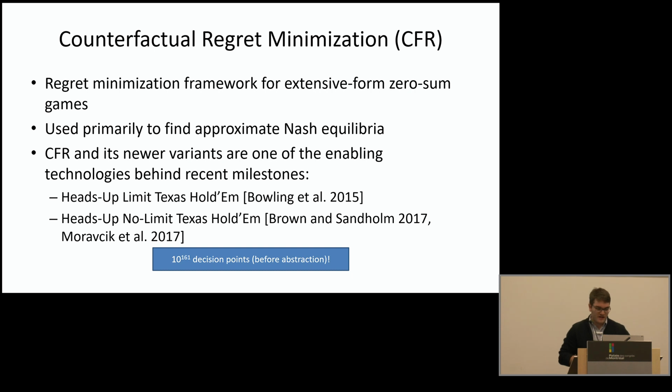In particular, I think you're all familiar with work like Libratus and DeepStack, which are the two works that did this.